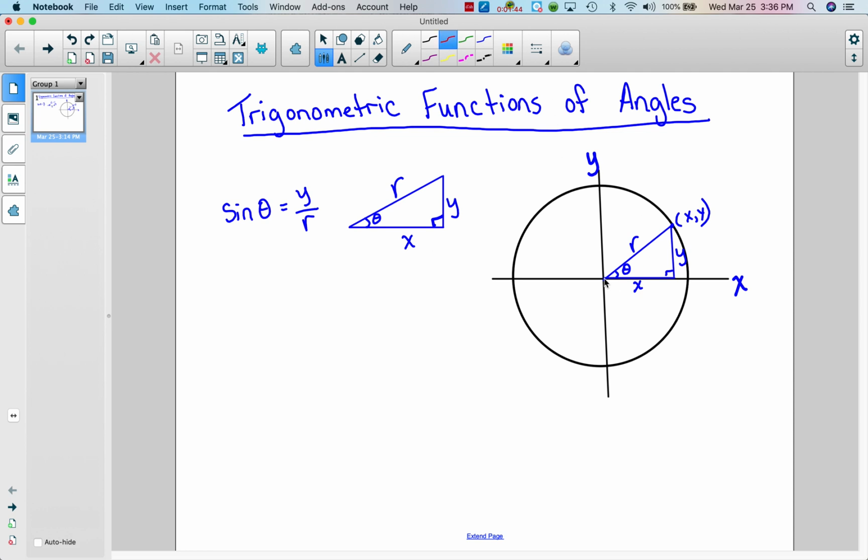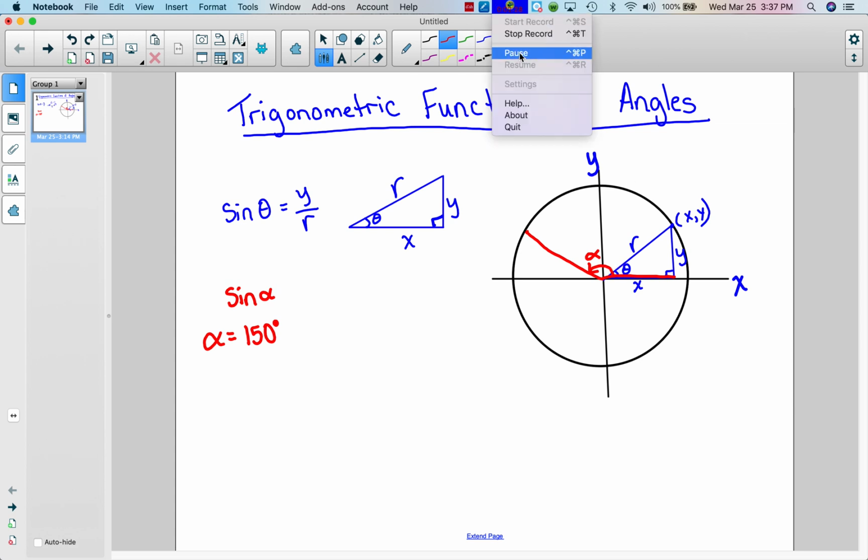But what happens if the angle I want to know about looks like this instead? What if this is my angle? And I want to know the value of sine of, I'm going to give this a different letter. I'm going to call this alpha. And suppose I want to know sine alpha. Well, I'll just tell you, alpha is 150 degrees.